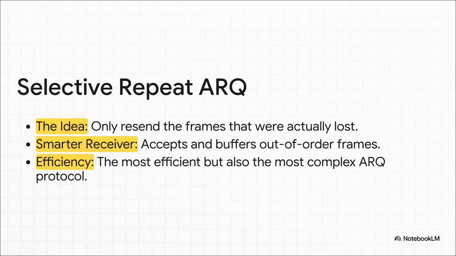And that wastefulness leads us directly to the smartest protocol of the bunch, selective repeat ARQ. The idea here is so simple and powerful. Why are we resending letters that arrived perfectly fine? With this protocol, the receiver is much more intelligent. If letter 2 is lost, but 3, 4, and 5 show up, it holds on to them and just asks the sender, hey, can you just resend the one missing letter, number 2? This is by far the most efficient way to do things, but it does require a lot more complexity on both ends to keep track of what's what.